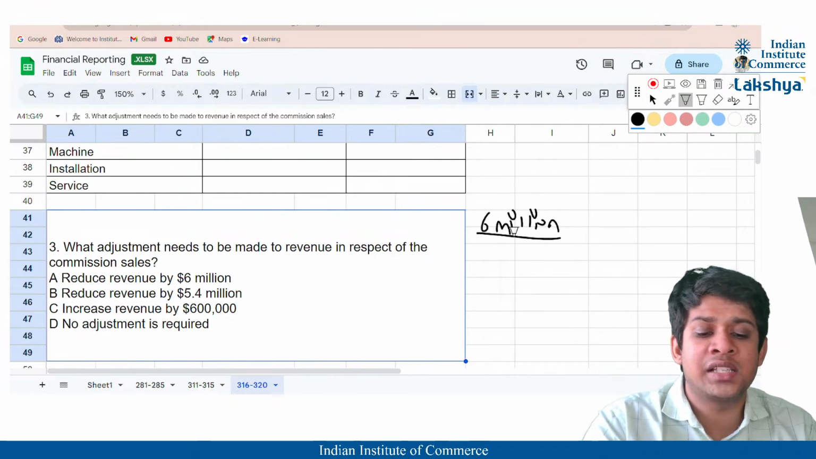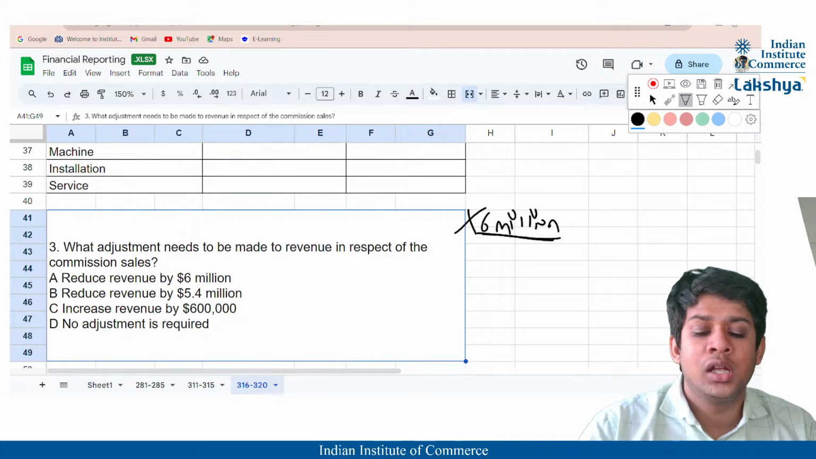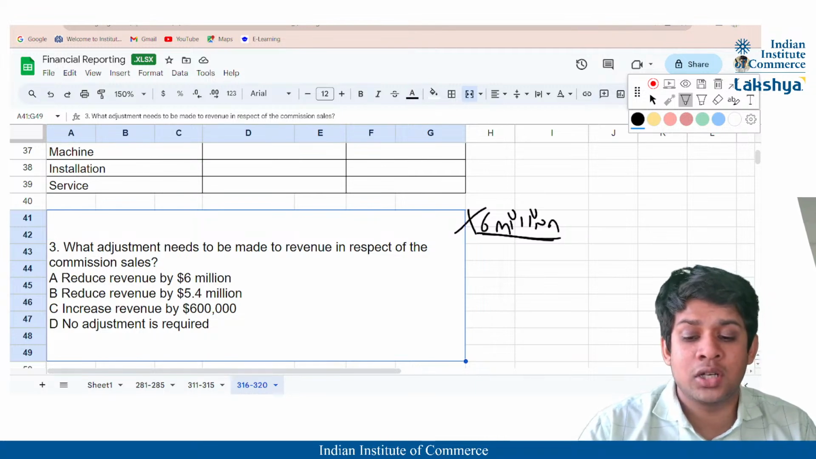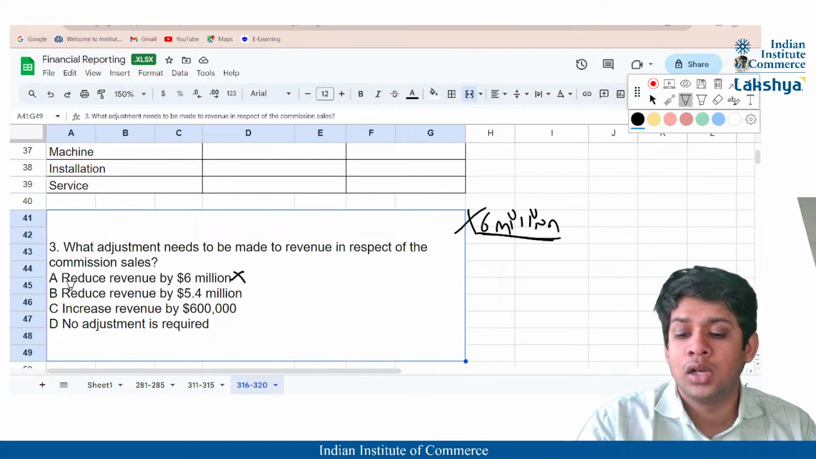He has already recognized revenue of 6 million, but he cannot do so, right? So he will reduce revenue by 6 million. No, he has to apply the commission of it, right? He cannot eliminate the total revenue. So option 1 is wrong.